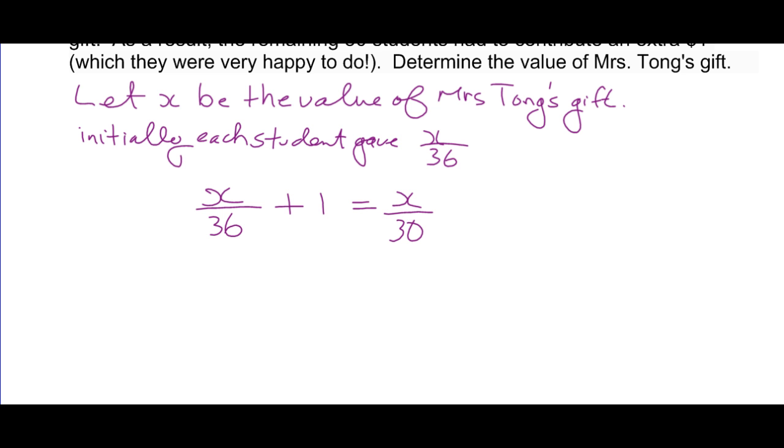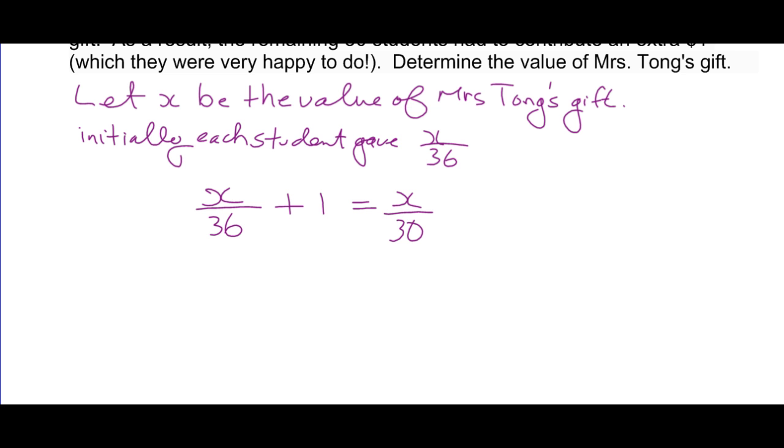So x over 36, that's how much each initially gave. Oh, but wait, now we've got to add $1 because they each had to kick in another $1, and that's going to be split 30 ways, x over 30. And this is what we want to solve. There's no restrictions here. It's actually fairly easy to solve.